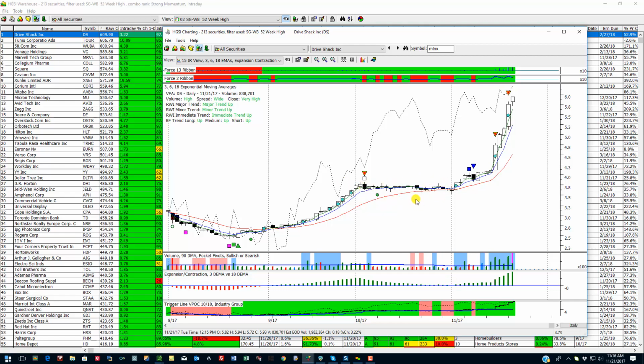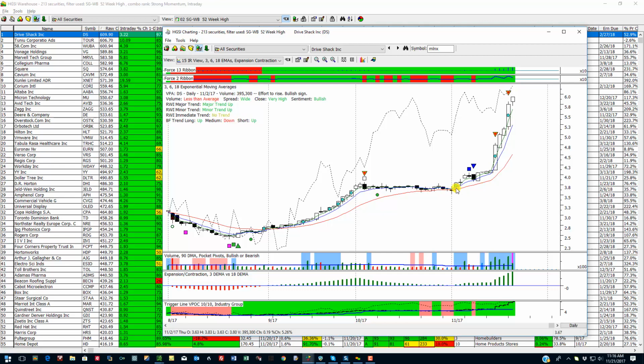When you see stocks that are this tight, it's a pretty good indication that the stock is under accumulation, or the demand is meeting the supply, or the supply is meeting the demand, because they just don't let it go down very far.